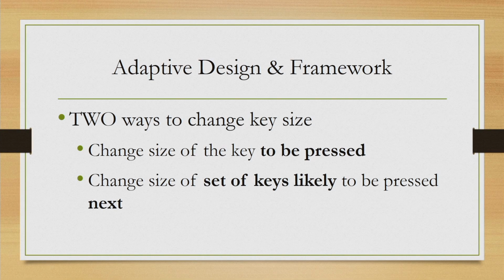Alternatively, what can happen is that we can change the set of keys that are likely to be pressed next, instead of changing the size of the current key. So, when I said that one strategy for adapting a layout is to change the size of key, there are two possibilities. What are these two possibilities? One is we can change the size of the current key to be pressed, or we can change the size of the set of keys that are likely to be pressed next after the current key press, and each of these refer to one design.